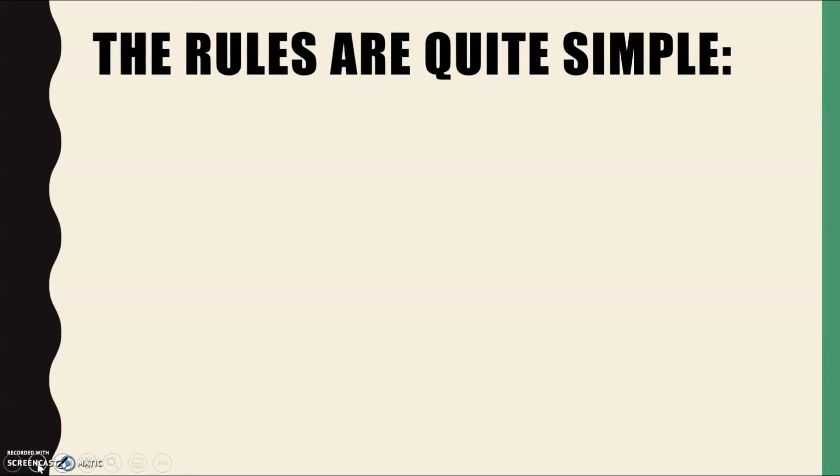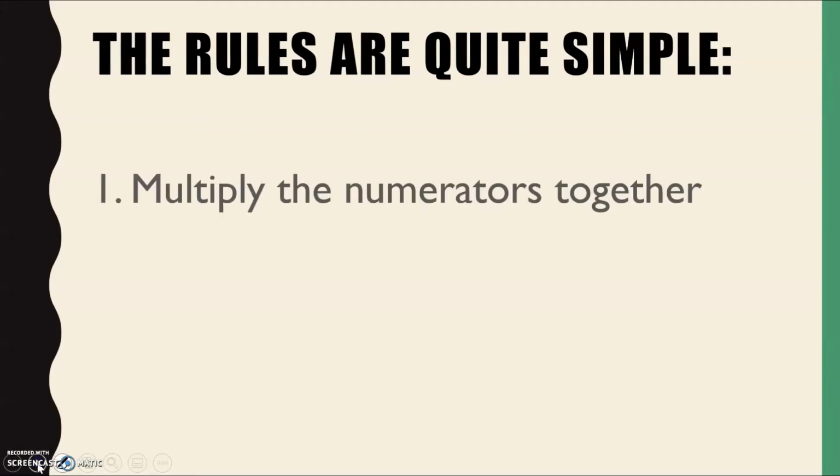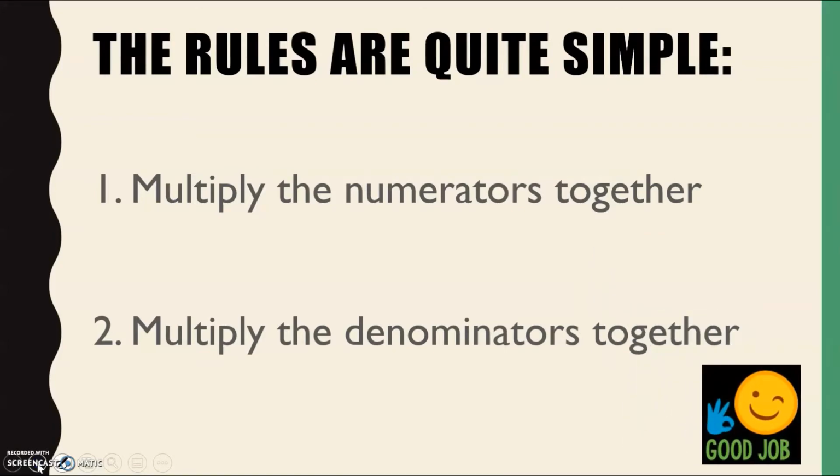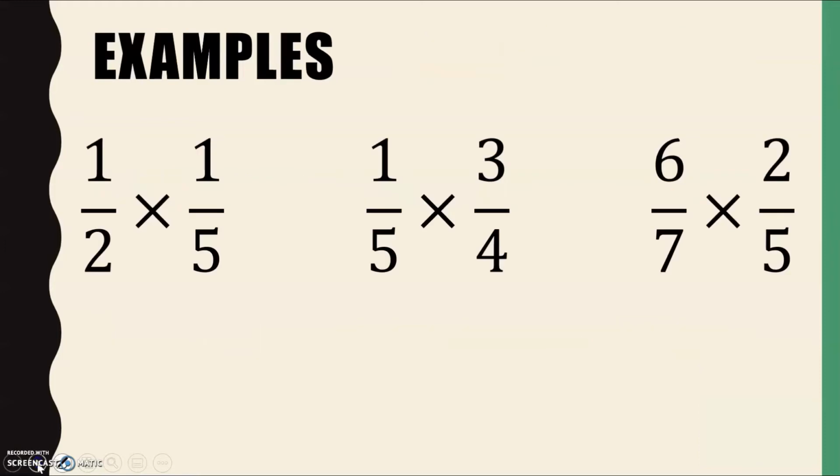Our rules are quite simple. Step number 1 is we multiply the numerators together, so the top two numbers multiplied, and then we multiply the denominators together. And that is all that we need to do for our first few examples here. So, a half times by 1/5, well 1 times by 1 is 1, 2 times by 5 is 10. I can't simplify that anymore, so 1/10 is my final answer.